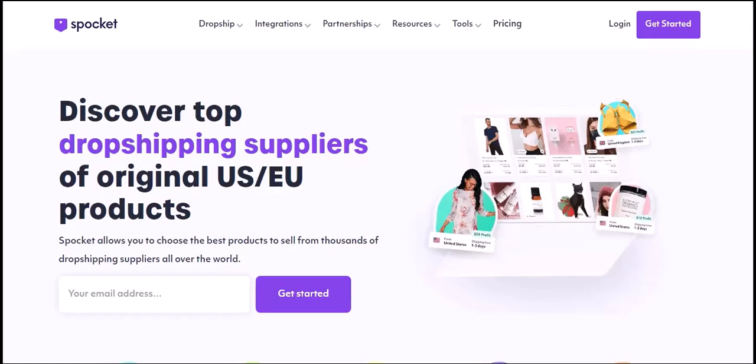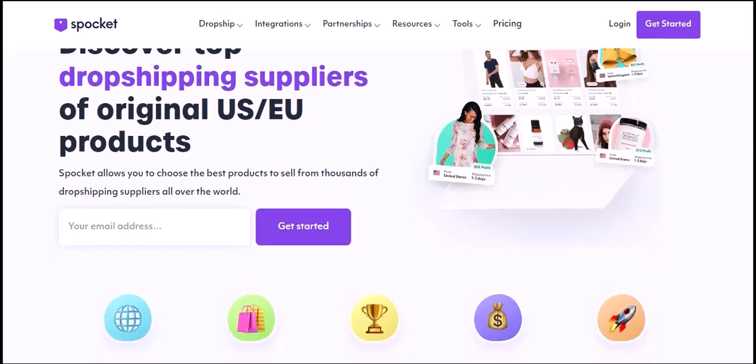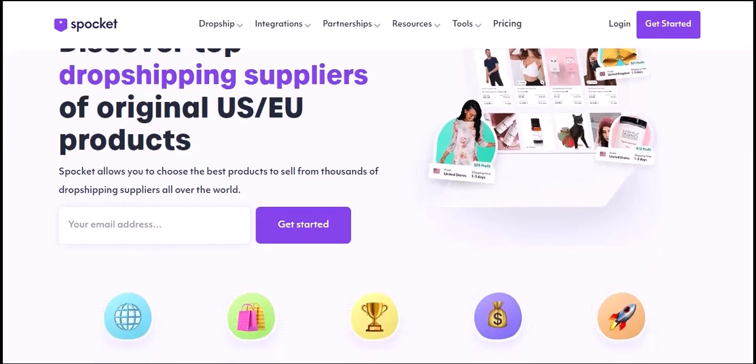Now, it's important to understand that Spocket isn't a direct retailer. They're a platform that connects you, the online store owner, with suppliers. So, when a customer places an order, you're essentially buying the product from the supplier and then shipping it directly to the customer. The return process, a simplified breakdown.